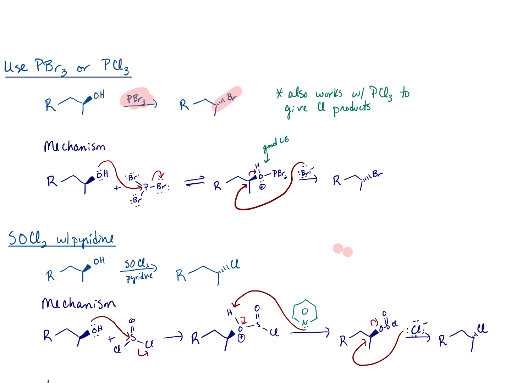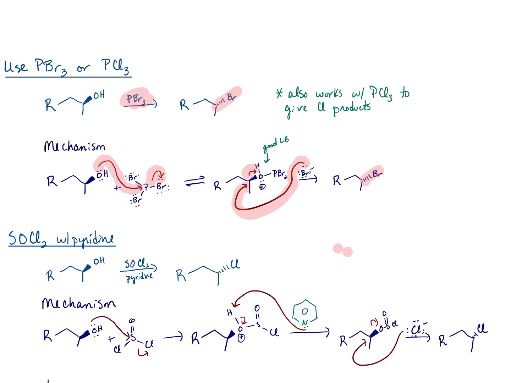So the mechanism involves these electrons from oxygen coming to the phosphorus, then bromine leaves. Now bromine is going to be your nucleophile. Okay, that's the next step. So bromine is then going to come in here, and that leaves, and bam, there's your bromine. Okay.